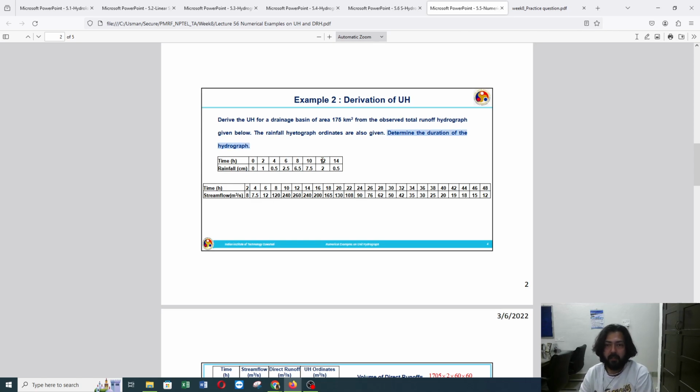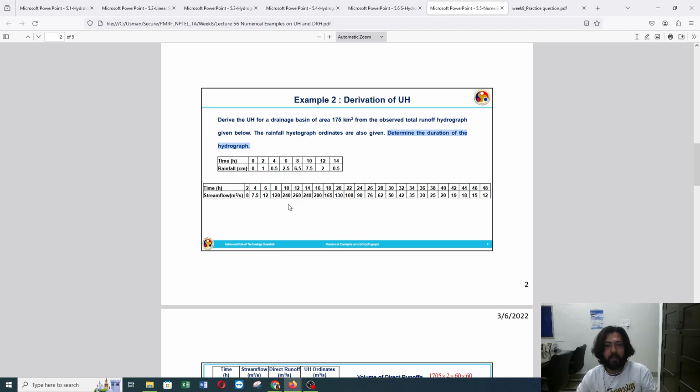It means whether the duration is 2 hours, 4 hours or 6 hours, that we need to derive. So how can we do that? Since they have given us the discharge values and they have given us the input, right? The first thing we need to do is calculate the DRH.